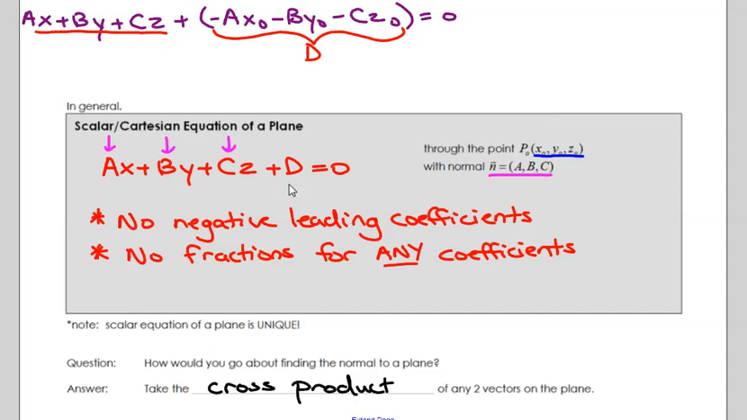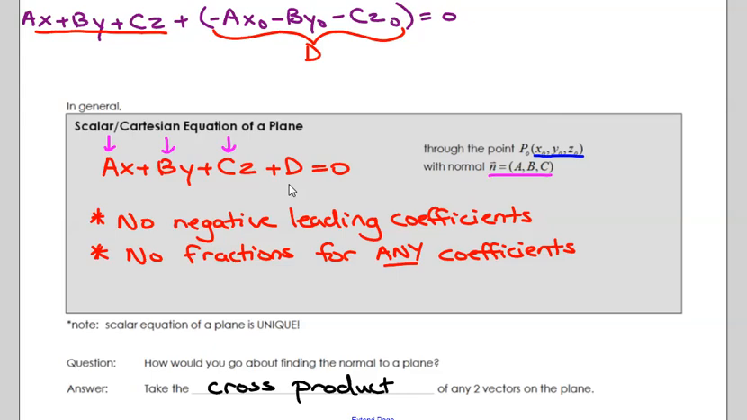So here is a note. You are not allowed to have any of your coefficients as a negative or as a fraction. Let's try that one more time. Your A value, which is your leading coefficient, is not allowed to be a negative. I think the reason why is it just looks kind of ugly, and so we want to lead off on a positive note.